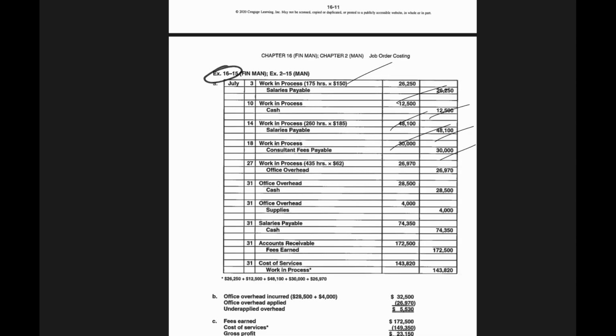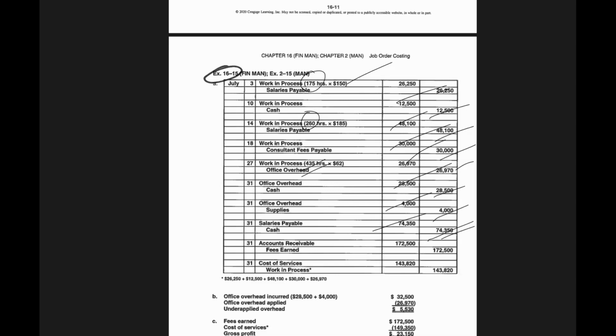Applied overhead at $62 per professional hour. Well, if we add up all of the professional hours, 175 and 260, that was a total of 435, out of overhead to the job. Paid administrative support salaries, cash, that is an indirect, goes into overhead. Used office supplies, $4,000, out of supplies into the overhead account. Putting it in. Paid professional salaries, $74,350. So now these were accrued, so we're taking it out of payables and paying for it.